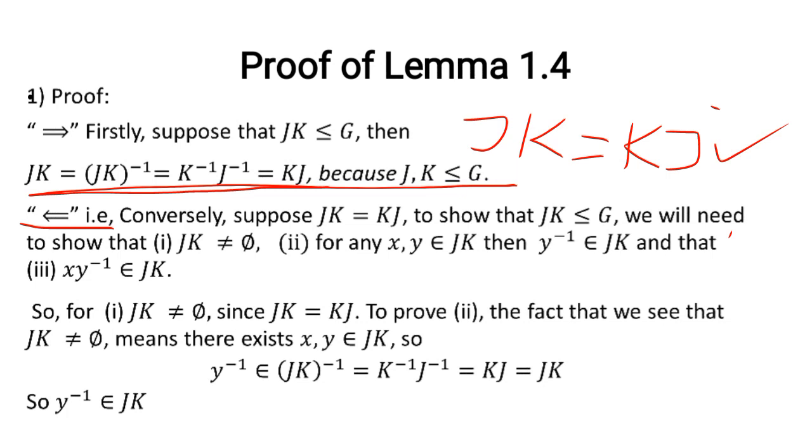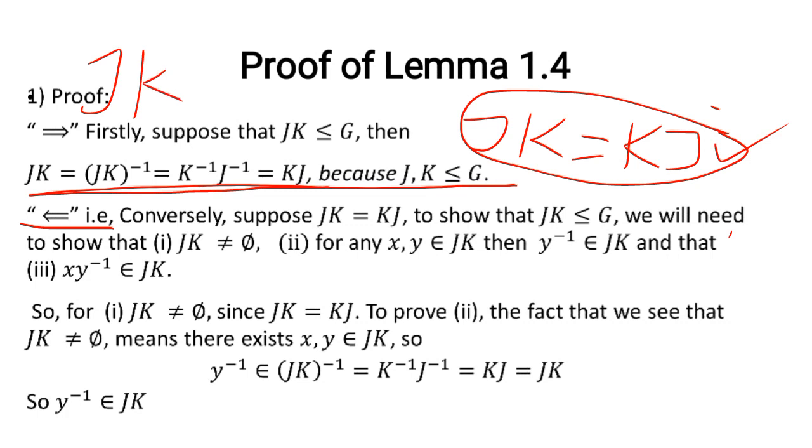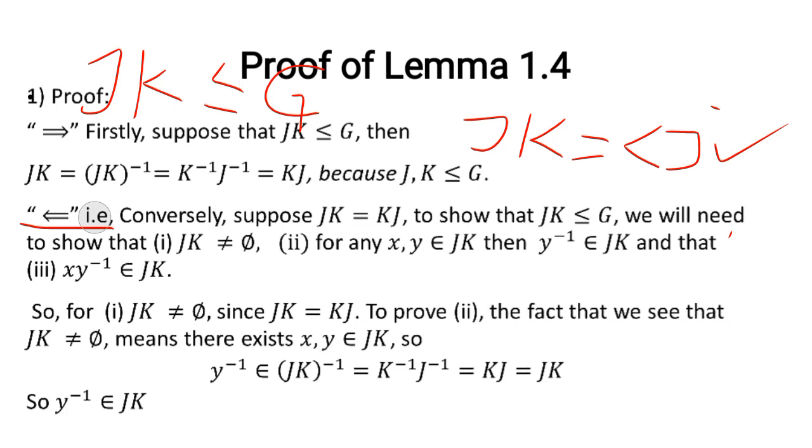The opposite direction means we're going to accept this and prove that JK is going to be a subgroup of G. That's our target now, okay? Now, I need you to always know this, know it by heart.